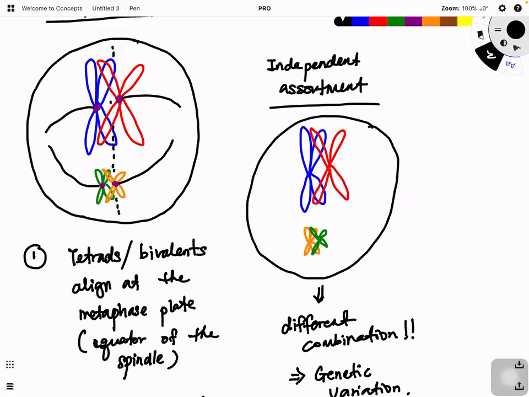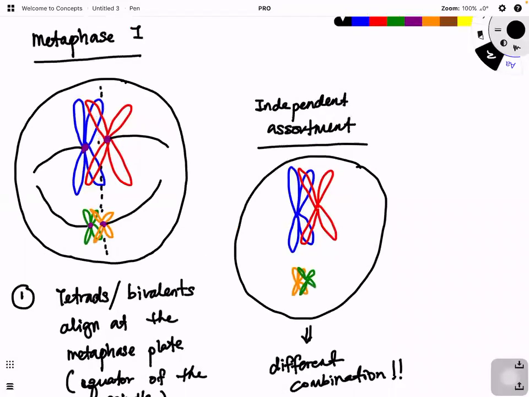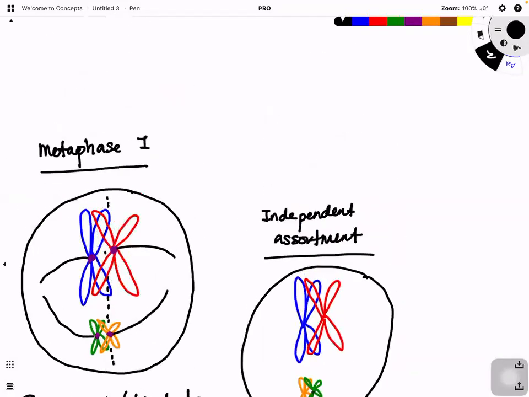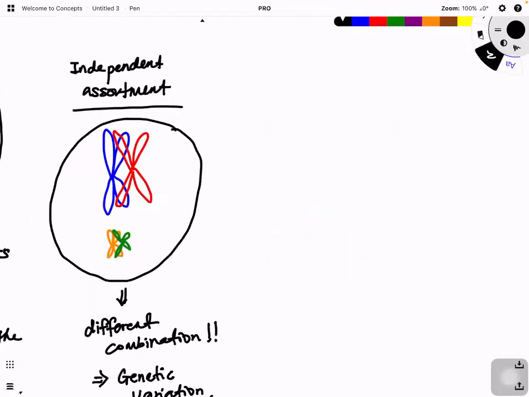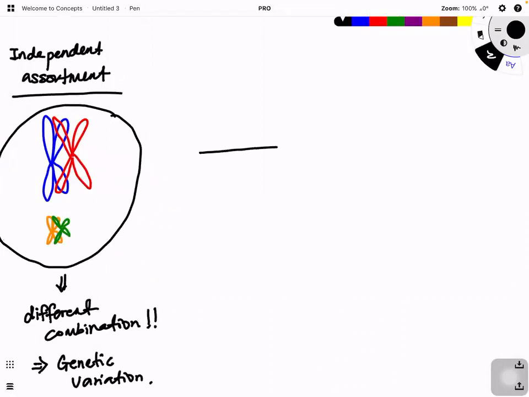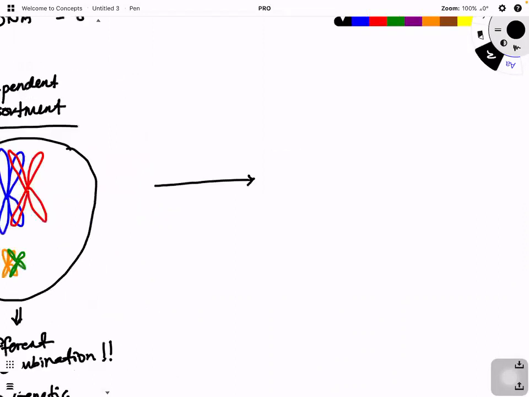Okay, so after metaphase, now look at metaphase. Again, the number of chromosomes is still equal to 4. Number of DNA per cell is still equal to 8. Nothing changed. Nothing happened to the number of chromosomes, nothing happened to the number of DNA. They just align at the metaphase plate. Okay, so after metaphase 1, the cell will progress to anaphase 1.